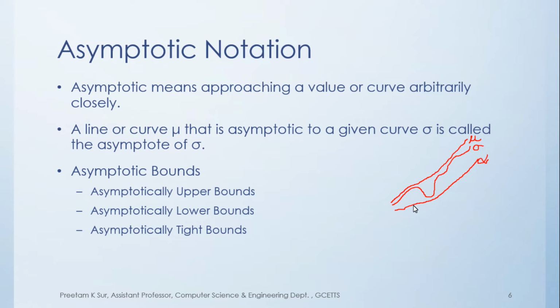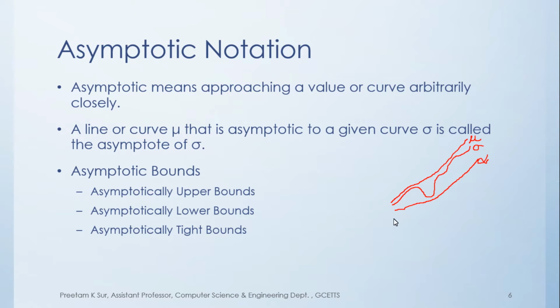Another kind of concept or bound we have is what we are going to call the asymptotically tight bound. For the same curve, suppose we have another curve beta, and when beta is multiplied by one constant, it gives you a lower bound curve, and when it is multiplied by another constant, it gives you an upper bound curve.